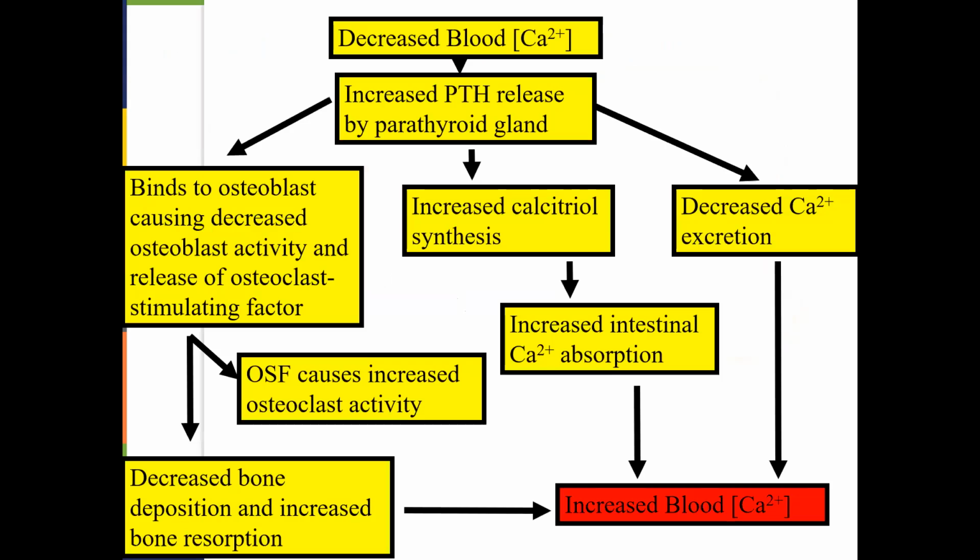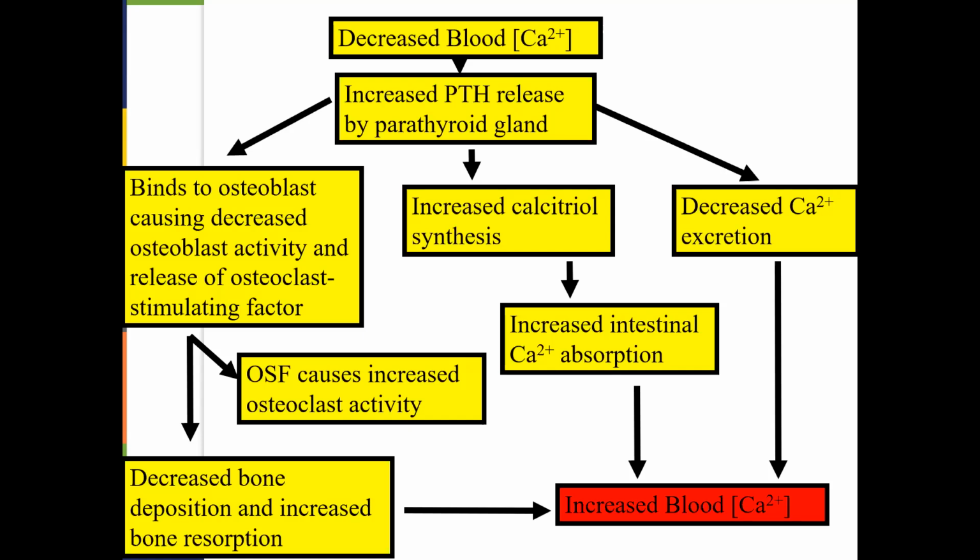And this is the flow chart for parathyroid hormone. While I'm not big on these large flow charts, you can see this one actually works pretty well because our blood calcium levels are low. Parathyroid hormone gets released. On the left-hand side, it tells the osteoblasts to stop doing what they're doing, stop building bone. And it tells the osteoclasts to start breaking down bone, which takes us to the bottom and gives us more calcium. In the middle, it tells us to make more calcitriol.